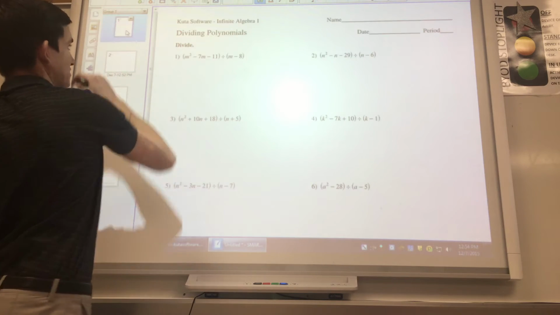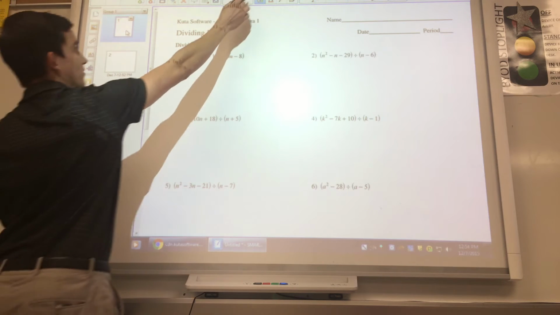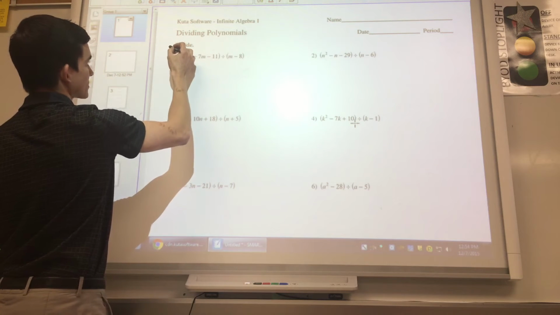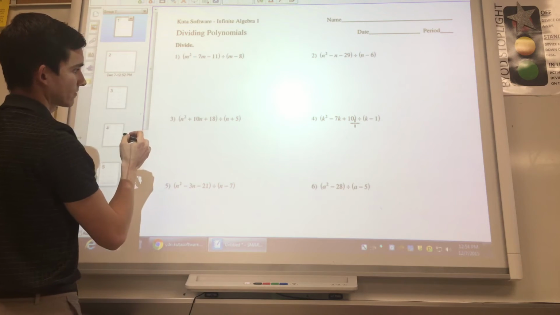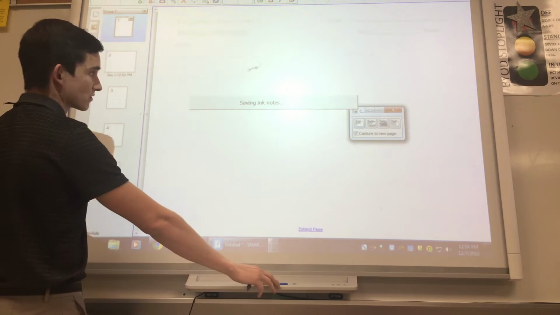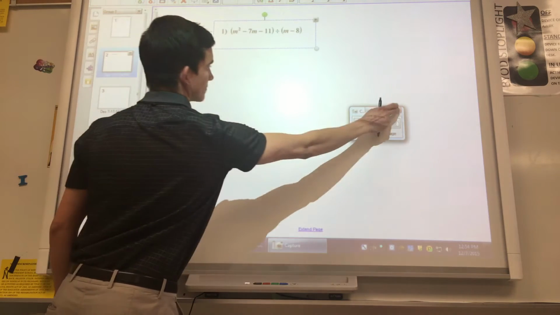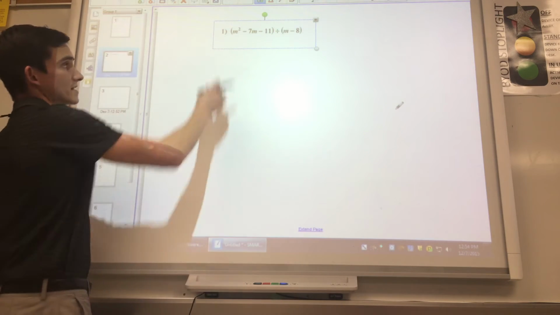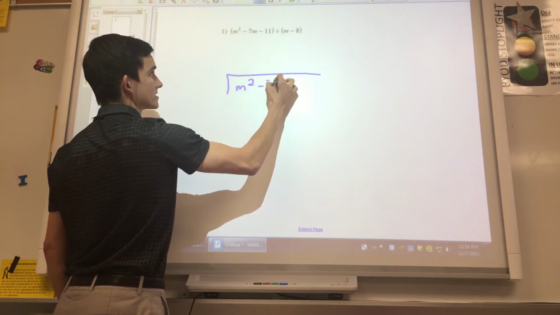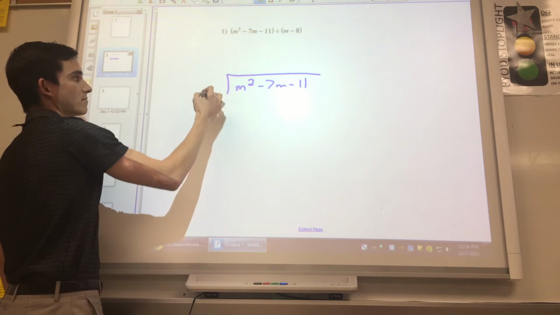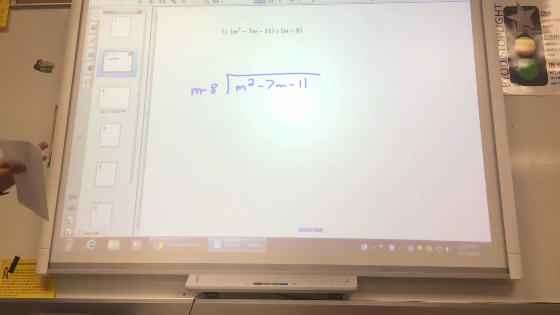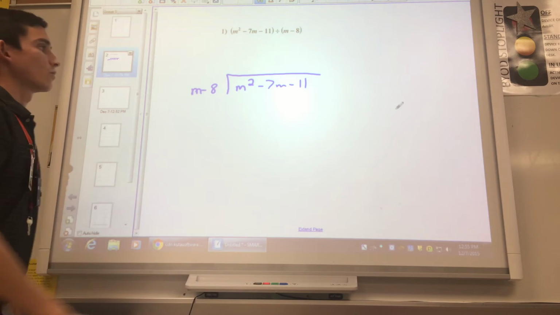Now, let's look back at this page. Let me focus on, find a good one to go from. Let's just do number 1. Number 1's good enough. All right, so if I focus on number 1, I'm going to first start off, it says this is divided by m minus 8. So I have m squared minus 7m minus 11 divided by m minus 8. So the question is the same thing.